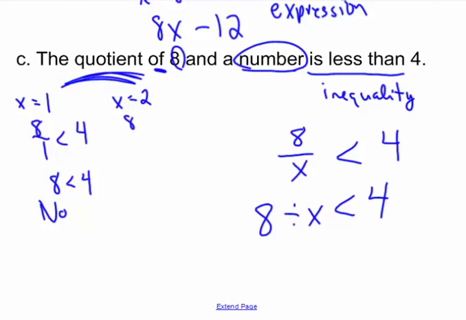I'm going to plug in 2. 8 over 2, or 8 divided by 2, is 4. 4 is less than 4. Is that true? No, 4 is equal to 4. Well, okay, that doesn't work. I'm going to plug in 3 now.